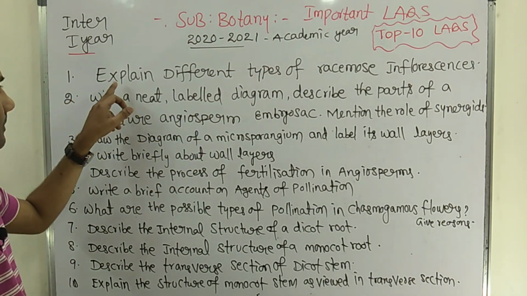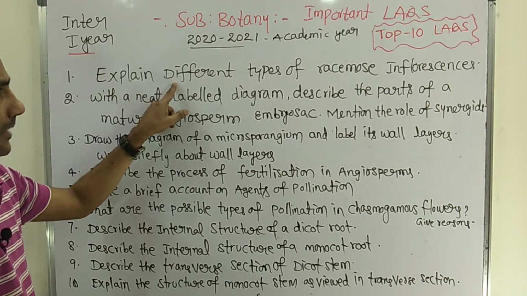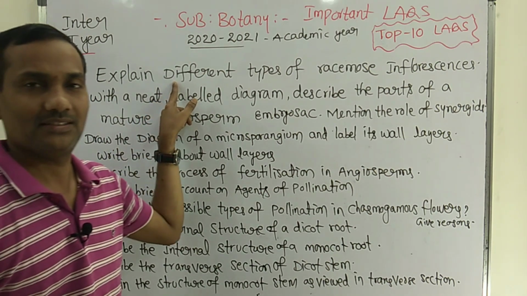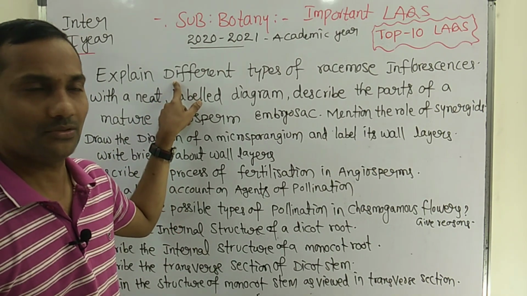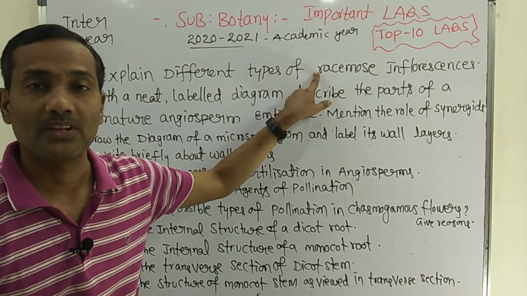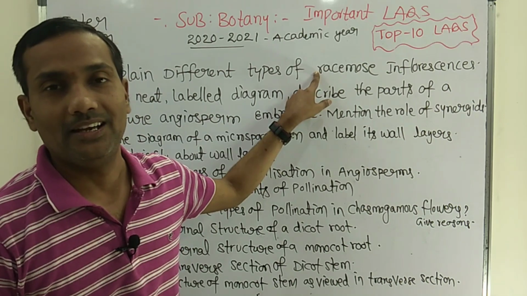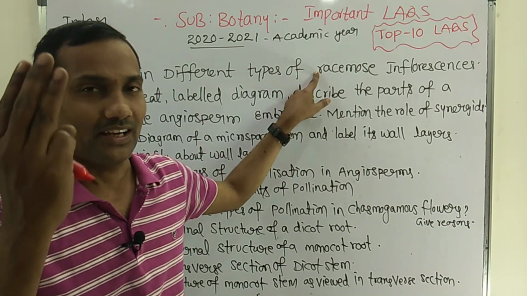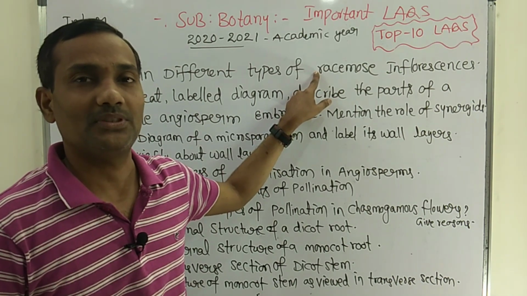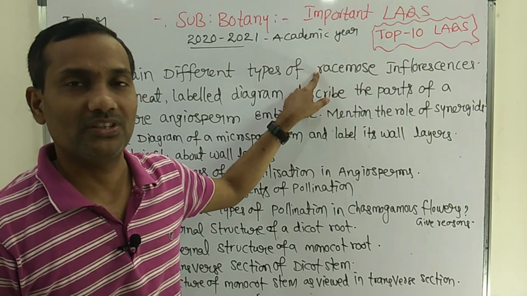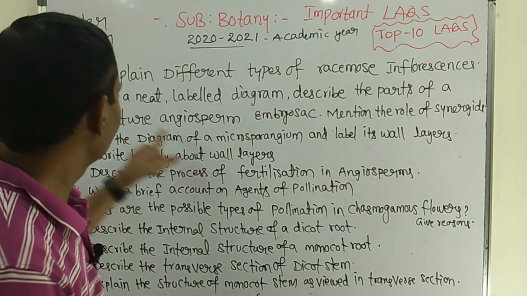The first question, explain different types of racemose inflorescence. This is the first long answer question. You have to describe about different types of racemose inflorescence with neat labeled diagrams. For diagrams 3 marks, for description different types of racemose inflorescence 5 marks.